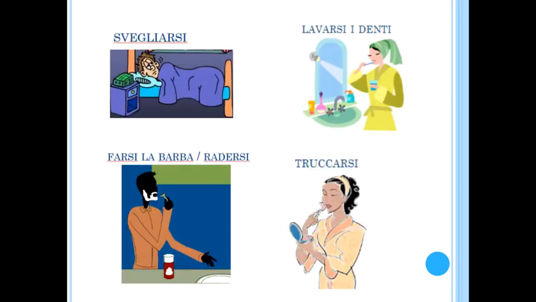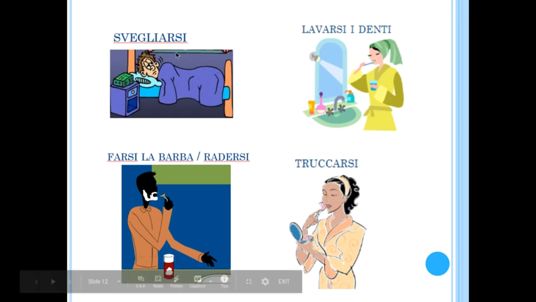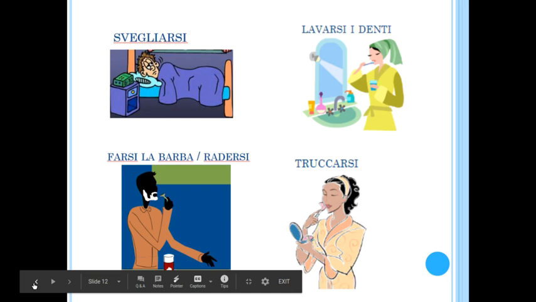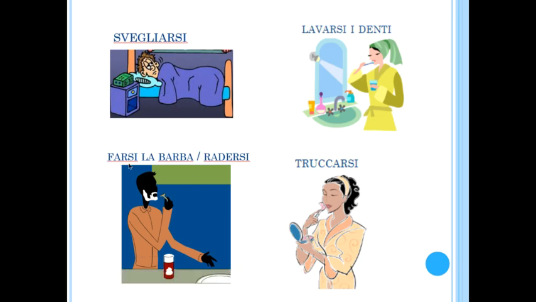Here, if you haven't been copying down what the verbs mean, I have a list of about 10 reflexive verbs, and I want you to copy them down with their meanings in English. So we have svegliarsi, to wake up, lavarsi i denti, to brush your teeth, farsi la barba, and radersi, to shave. So you can use either or. Notice this one here has the verb fare in it.